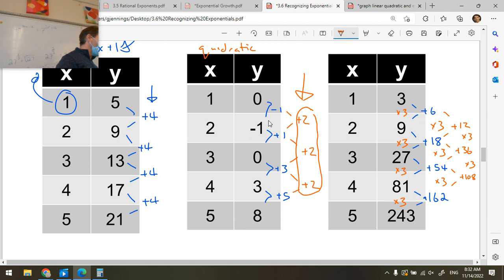That one's quadratic. Oh, that one's linear. Yeah, that one's y equals 4x plus 1, that's linear. This one's quadratic.